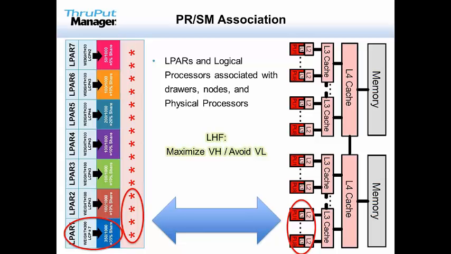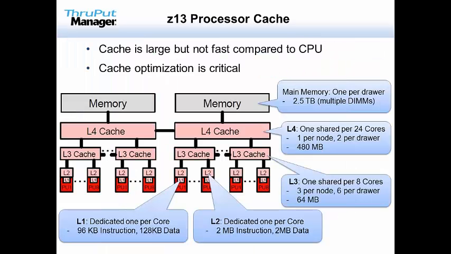Low-hanging fruit, I would hope it's obvious. Obviously, you want to maximize your vertical highs. You want to have as many semi-dedicated processors as you can to improve your chances of cache hits and avoid the vertical lows as much as possible. If you have a lot of those, that means you could be anywhere. You could be dispatched on any core that gets unparked at any time. Very likely that the data that you want is not going to be in cache there.